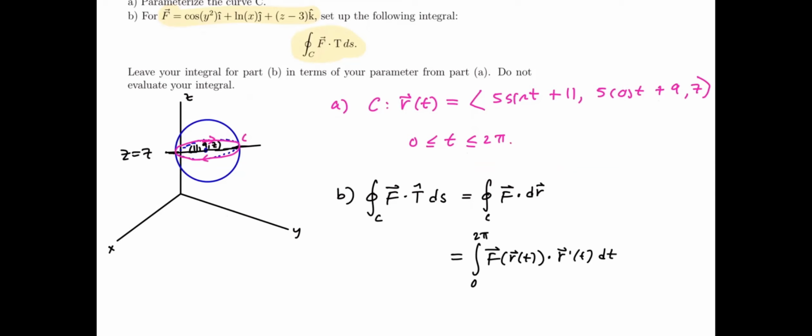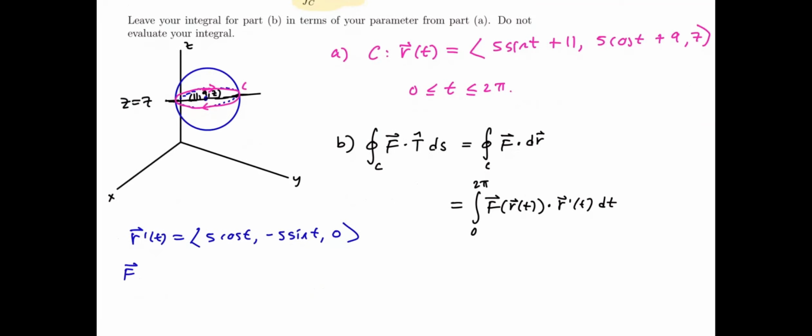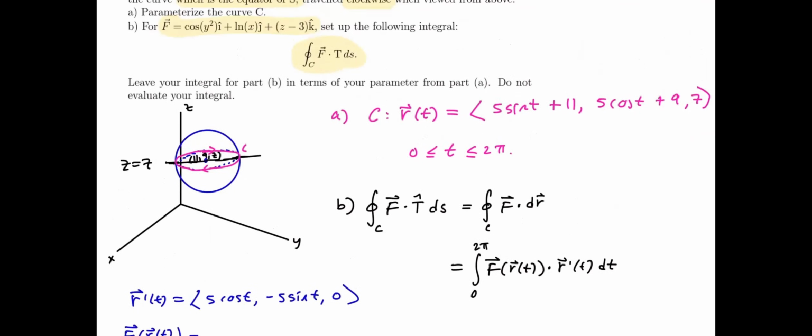That's how we evaluate. So we need to go ahead and take the derivative of this because that will be r prime of t. So note that r prime of t, component wise, will be 5 cosine of t for the first component, negative 5 sine of t for the second component, and for the z component, the derivative of 7 is 0. Okay, so now also find f at r of t. So f is given to us, the one I highlighted in yellow right there.